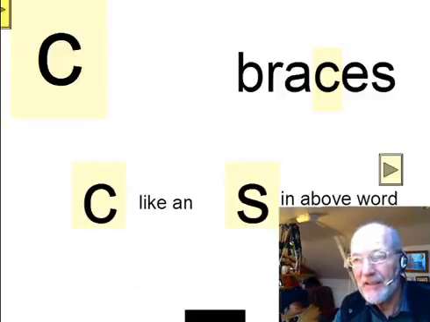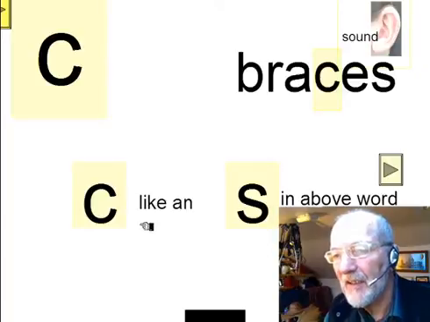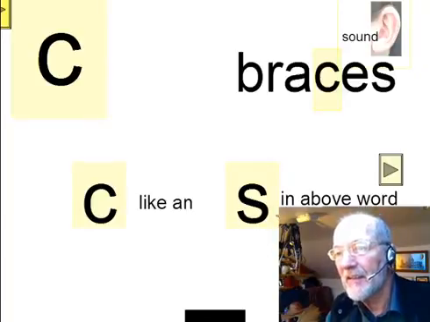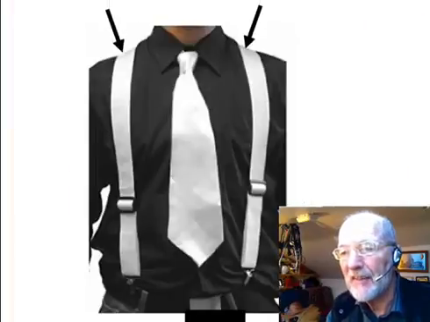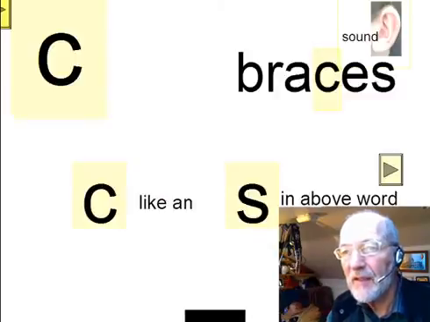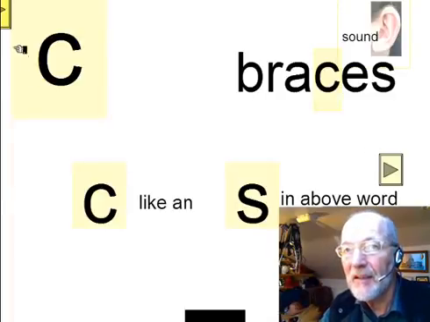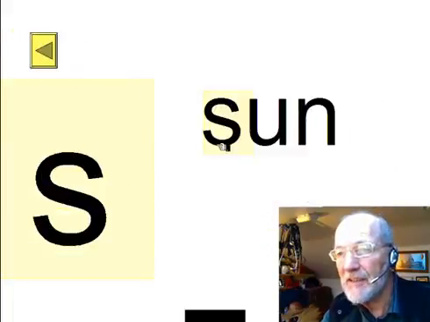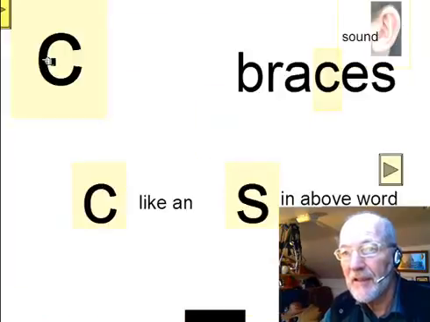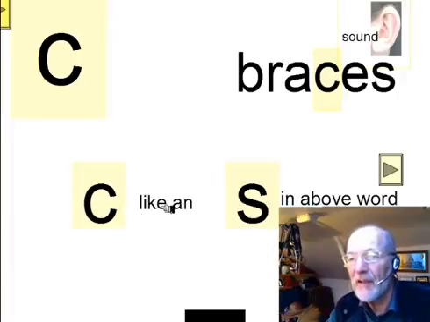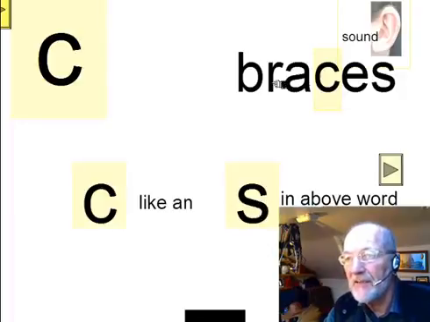But c in the middle of a word is no longer k, but s, like an S in the word above, braces. S in braces, a bit like S in sun. So, S like an S in braces.